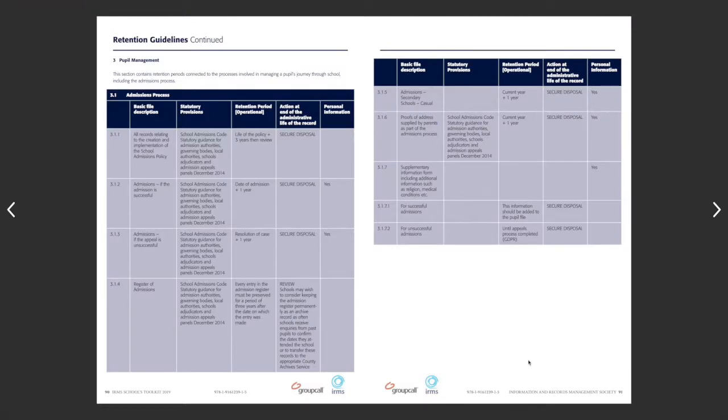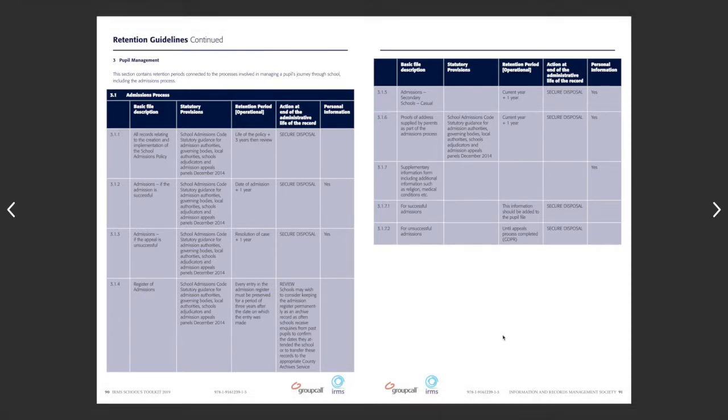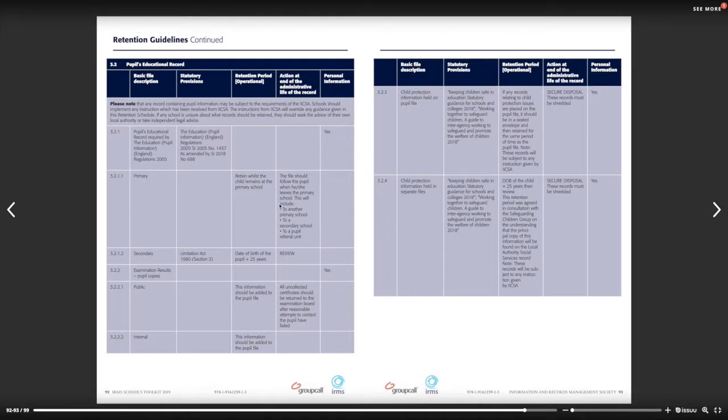And this time I have flicked through the guide and I'm currently on page 90, 91 and I'm looking at the Pupil Management Retention Guidelines. So it's the same guide, it's just a table that talks about the different bits. So that pupil management file, their pupil file, this one is to do with the admissions process and how long we keep that kind of information. And the second page here talks about the pupil education record. So this is the first start of that file.